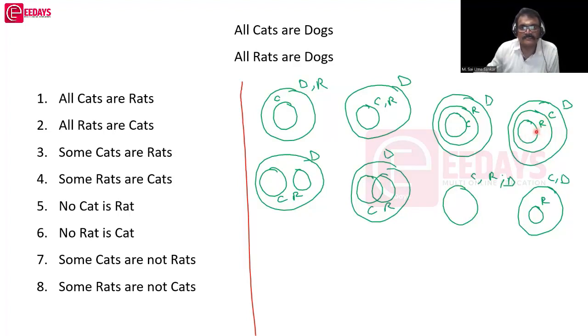All cats are rats is not valid. Here, not valid. Here, not valid. Here, not valid. That means if any conclusion is not valid in at least a single aspect, that is not a valid mediate inference.